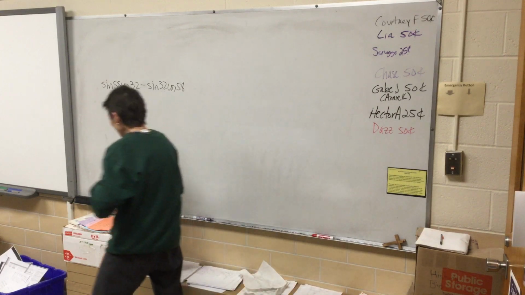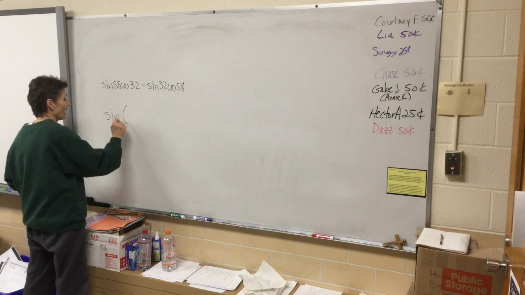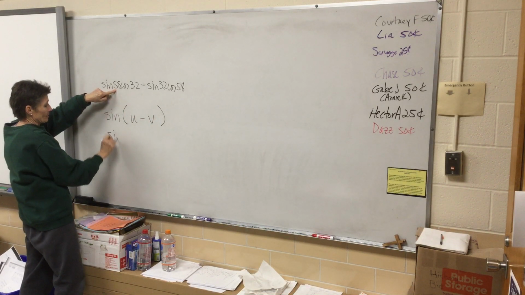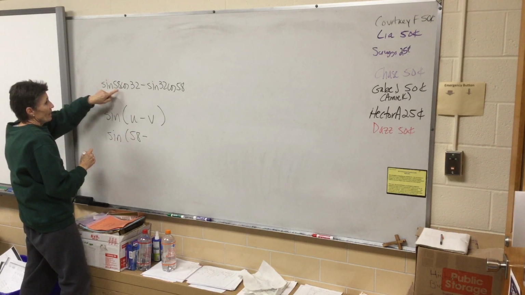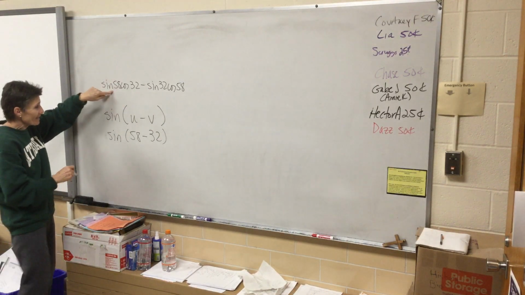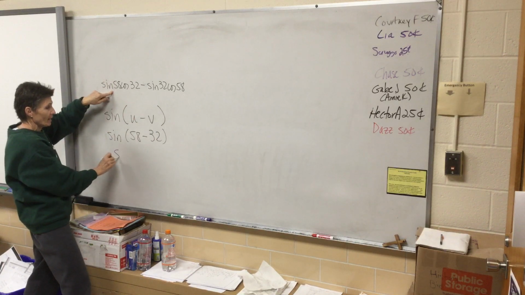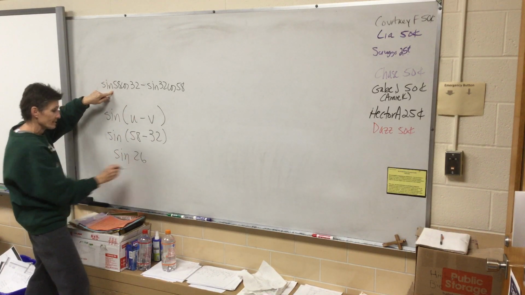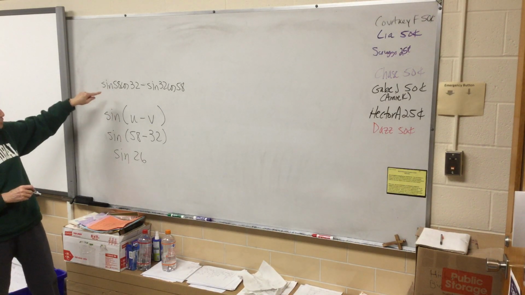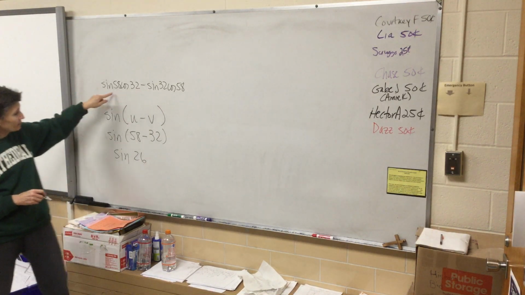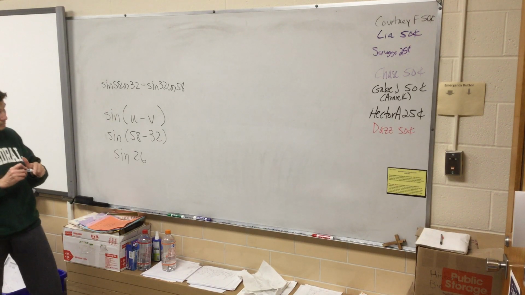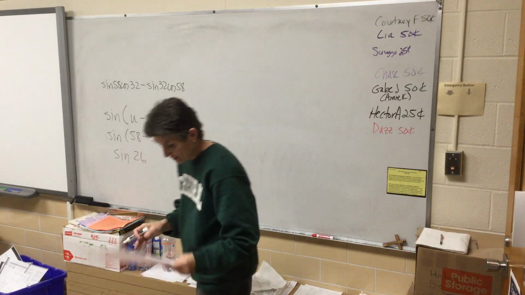What is the u and v in this problem? This is the formula for the sine of u minus v, but our u is 58, and our v is 32, right? So that right there is an expanded formula for the sine of 26. Now, I don't know what the sine of 26 is, but would you agree that that formula is the sine of 26? Yep. All right, look at the next one.